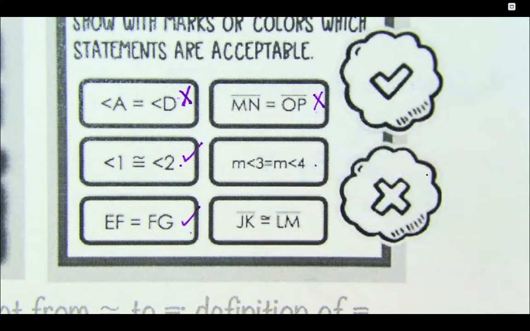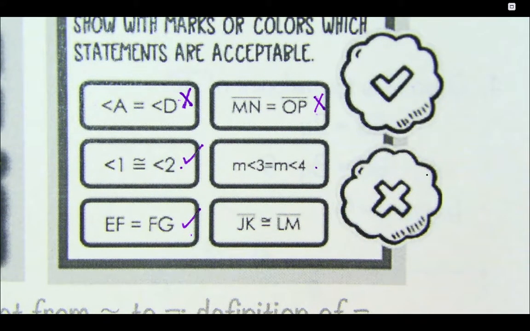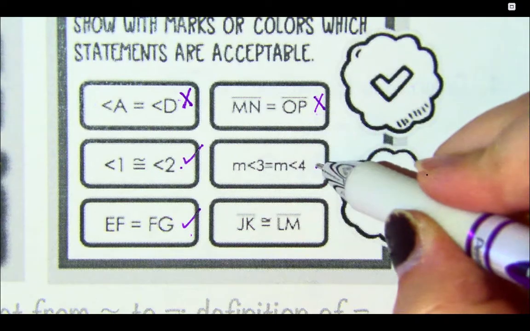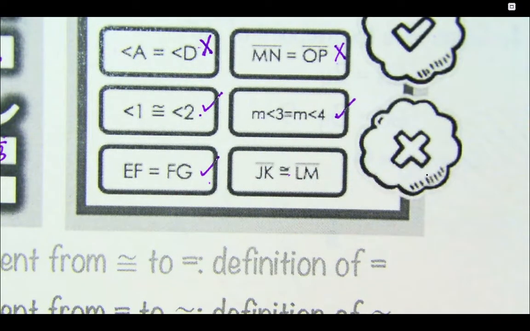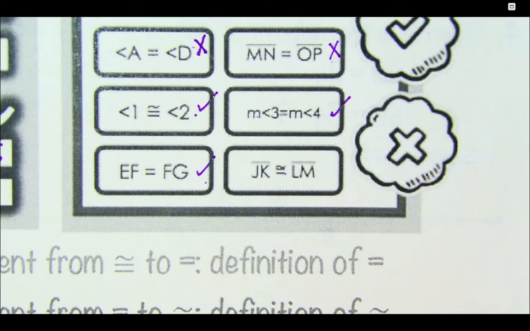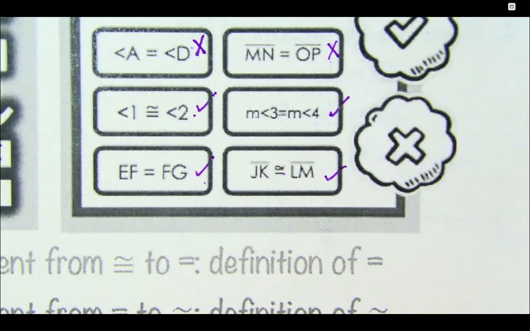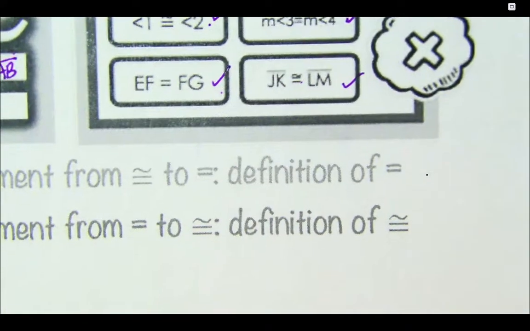This one. Yes, that's good. Measure is equal. And then the last one, that's a congruent symbol, even though it doesn't really look like it. Yes.